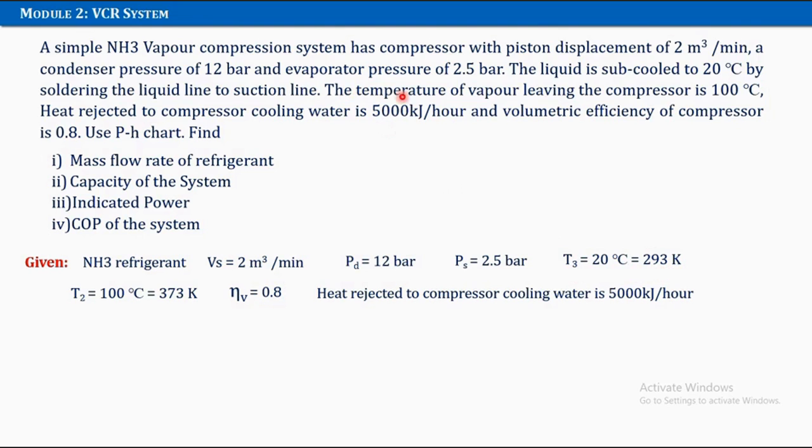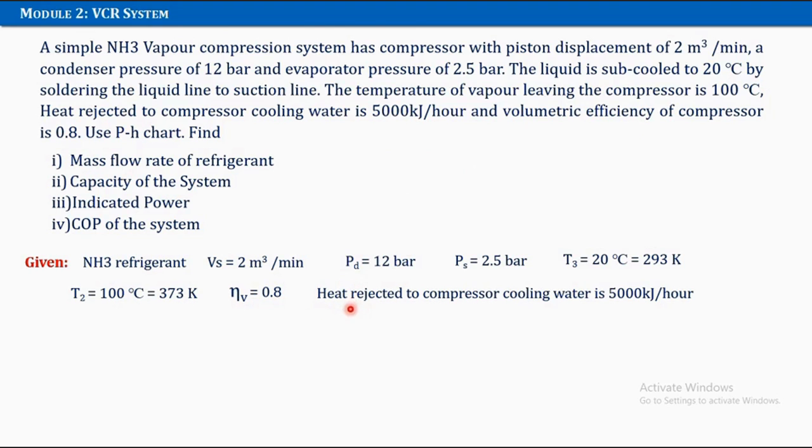Next, the temperature of vapor leaving the compressor is 100 degrees Celsius. Leaving the compressor means it is point number 2 in our pH chart. Corresponding to that point, the temperature is given as 100 degrees Celsius. Converting it into Kelvin, it comes out to be equal to 373 Kelvin. Next, volumetric efficiency is given as 0.8. So I'll note down this as 0.8.